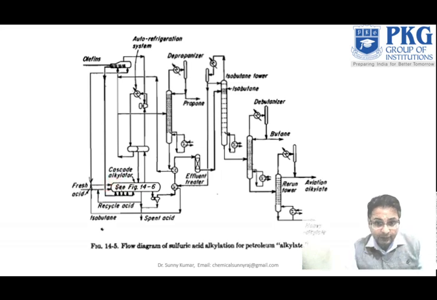So these are the things, and these are the 4 towers: 1, 2, 3, 4, which are the depropanizer, isobutane tower, debutanizer, and the last one is the rerun tower. Okay.